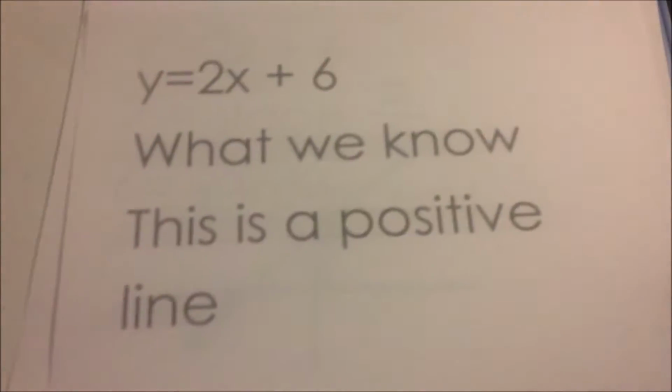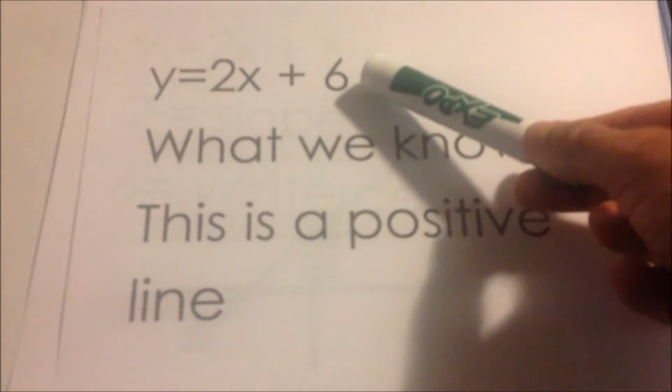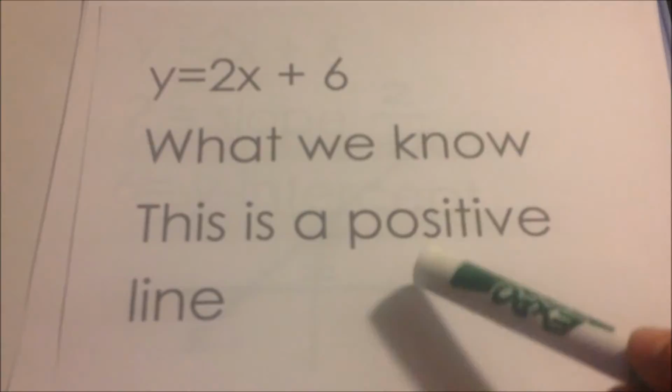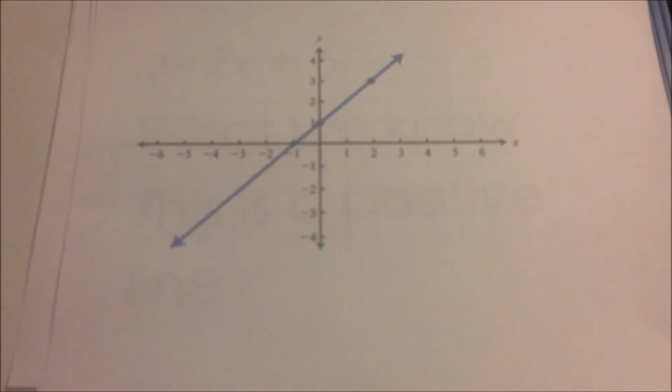Let's just review that again. We know that the slope is 2. It's going up 2 over 1. We know it crosses at the 6. And we know it's positive. It's a positive line. Okay, so let's just look at a graph here. And let's try to get the equation of this line.